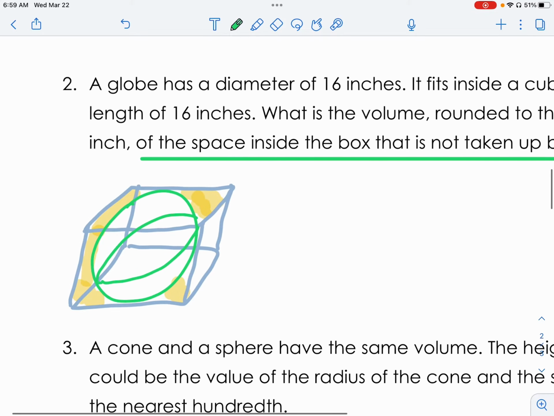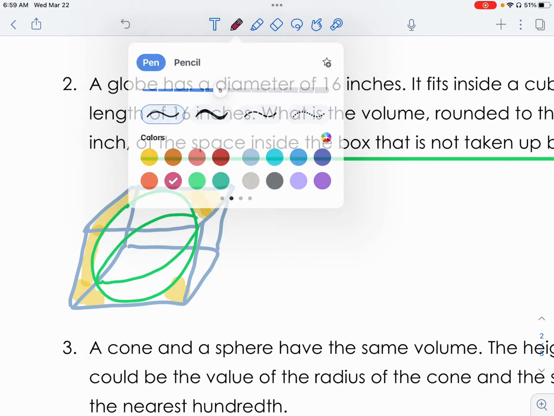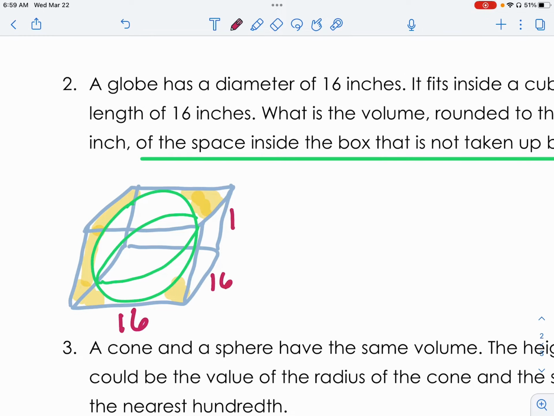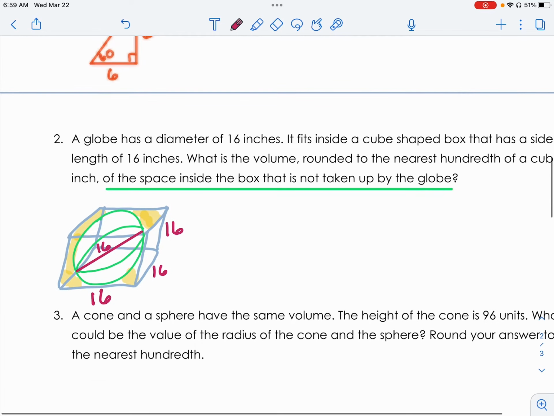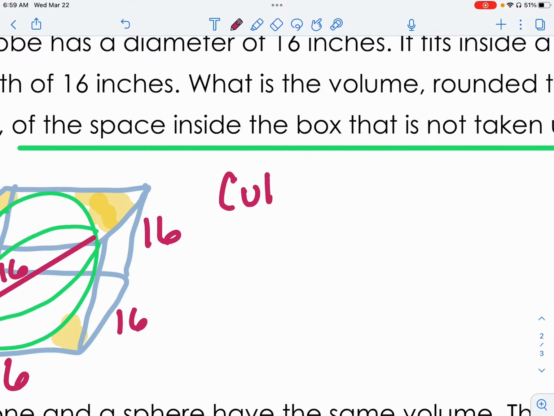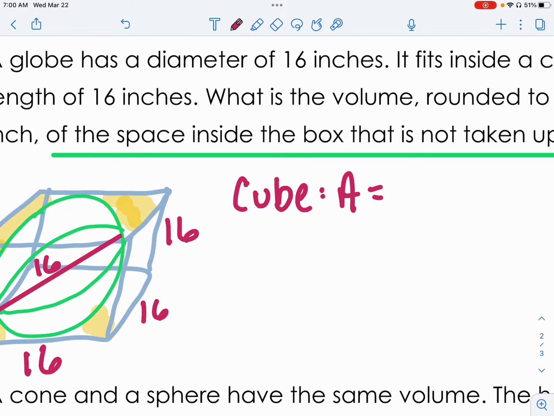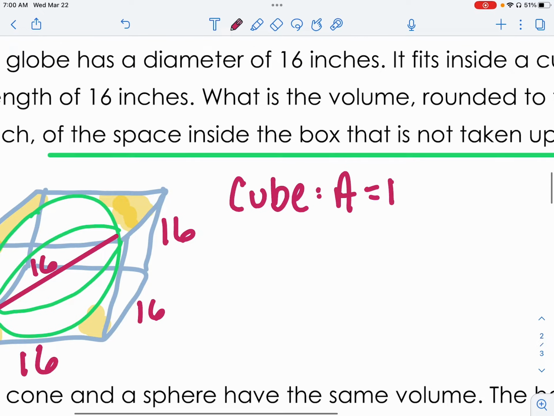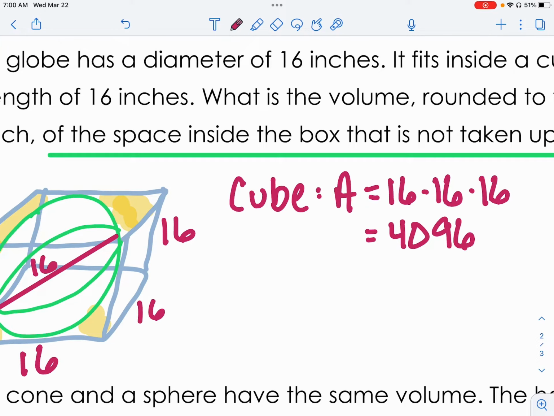And we're told that the diameter is 16, the cube has, let me change colors, the cube is 16, 16, 16. Remember, it's just made of squares, and we're told that the diameter of the sphere is also 16. So for the cube, the volume equals base times height, or area of the base times the height. So the area of the base would be 16 by 16, and the height is also 16. So volume in this case equals 4,096.